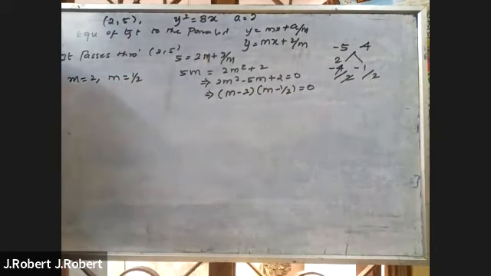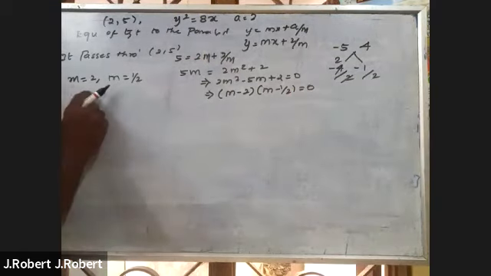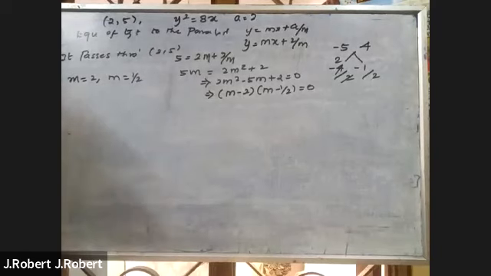Since we have two slopes, therefore we have two tangents. Correct? There are two slopes, one is 2 and the other is 1 by 2. So I am able to find two slopes, two tangents, two points of contact. So m equals 2 and m equals 1 by 2. Now I am going to find the point of contact.